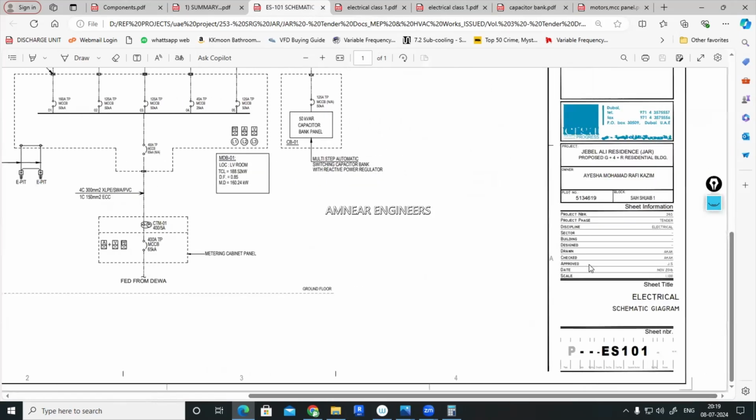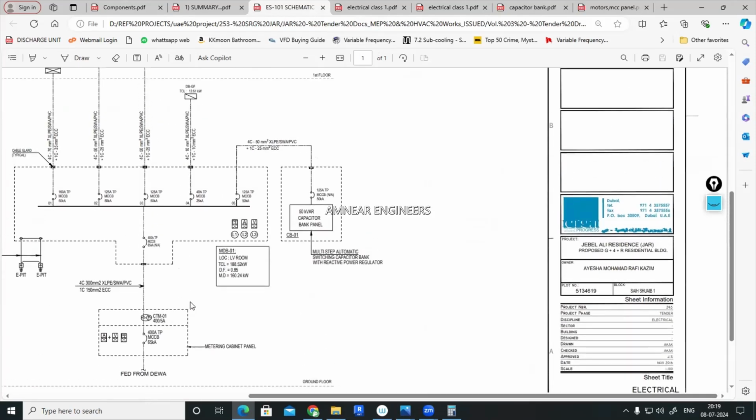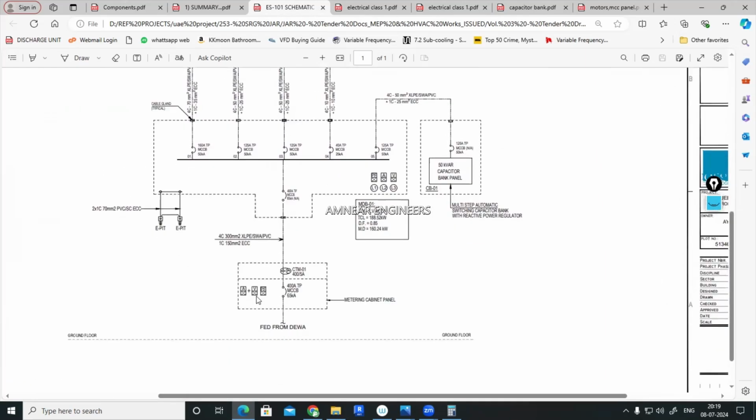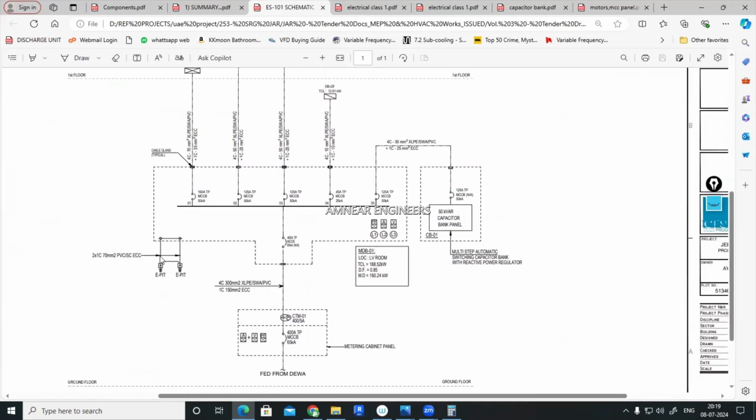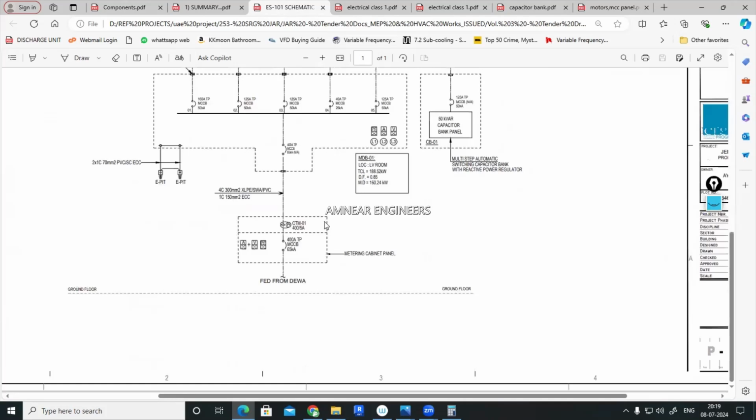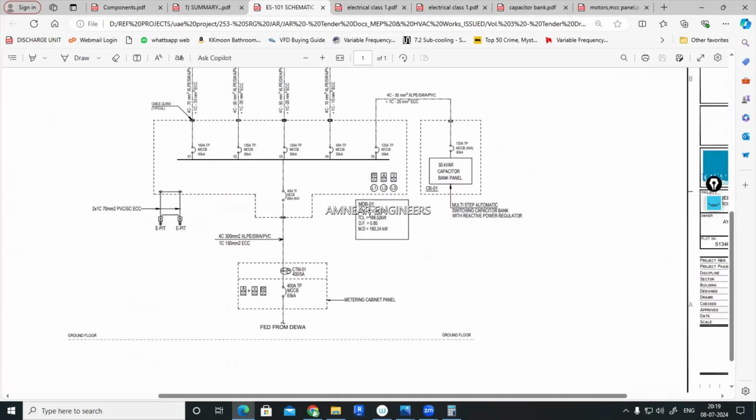The project that we discussed in the previous class, the transformer selection. Here we have the single line diagram. For the single line diagram, you can find MDB1, location LV room, low voltage room. Total connected load is given here.